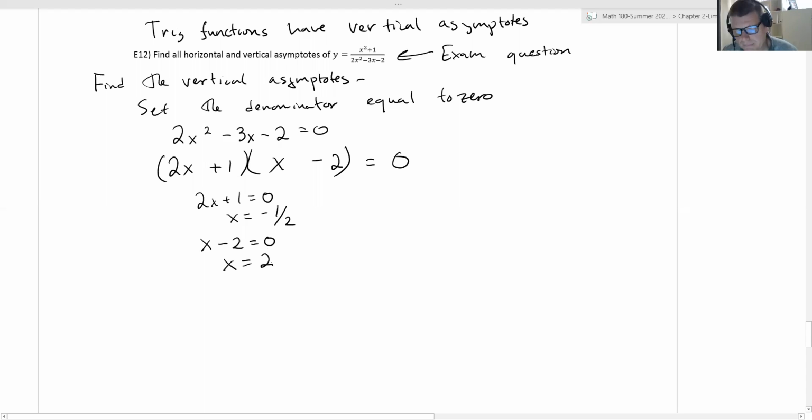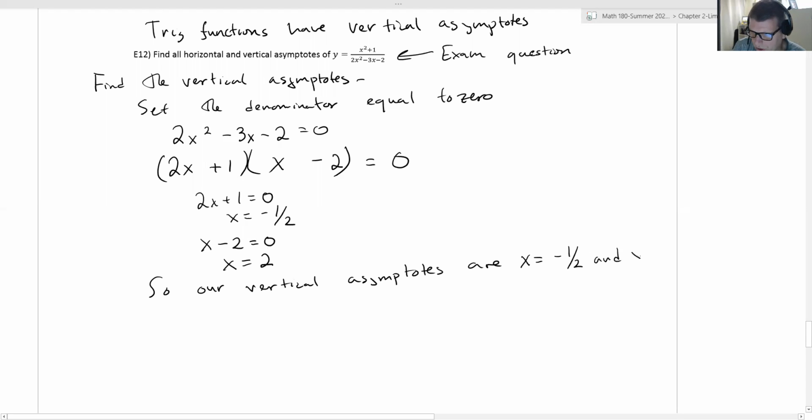Good. So our vertical asymptotes, got to be very careful here, are x equals negative 1/2 and x equals 2. Vertical asymptotes are actual lines, everybody, so they have forms of lines. And in fact, that's the proper way to write them, not just the number. If you write negative 1/2 and just 2, I am going to take off points. That will be something that I'm looking for.